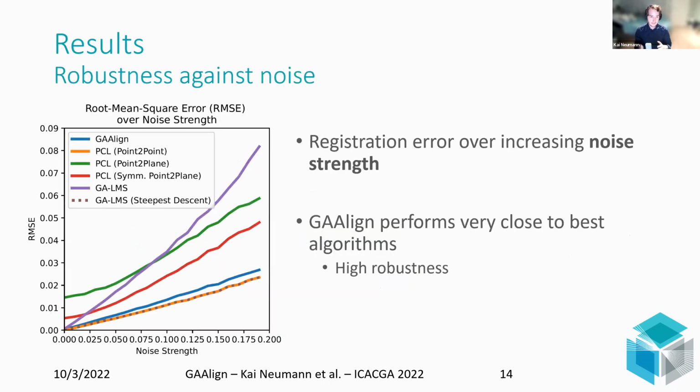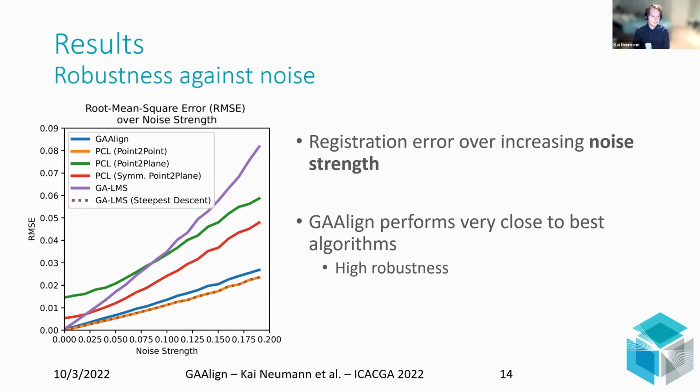Okay, and the first test that we did was to see how robust we are against noise. So we disturbed our models with Gaussian noise, and then we measured the registration error over an increasing noise strength. So here on the x-axis, we have the noise strength. On the y-axis, we have the root mean square error, which is basically just the alignment error.